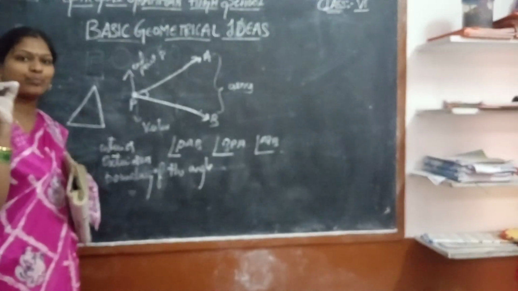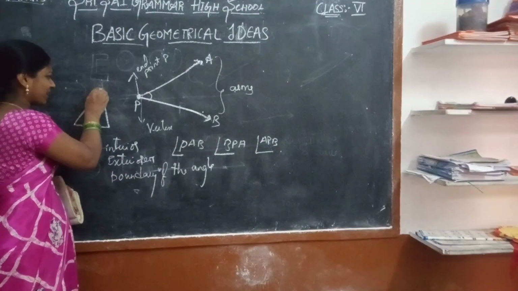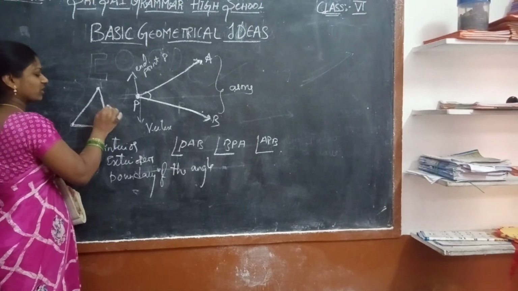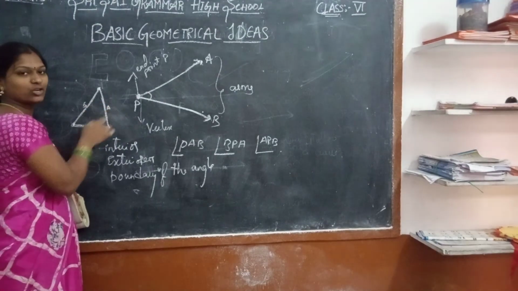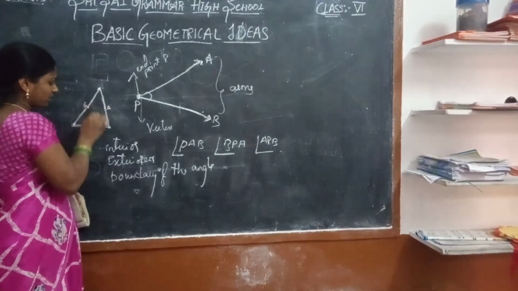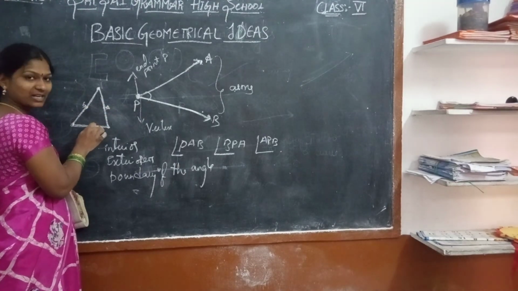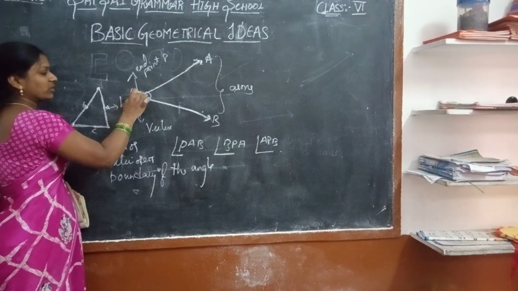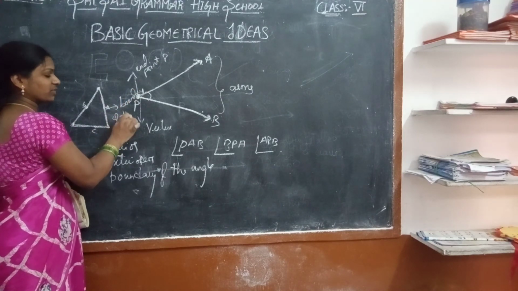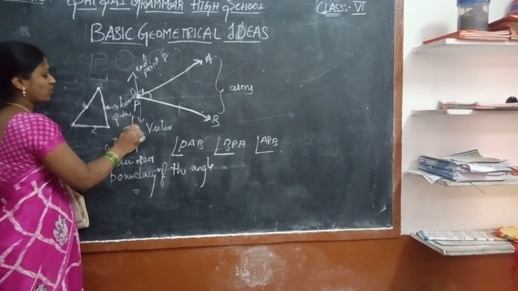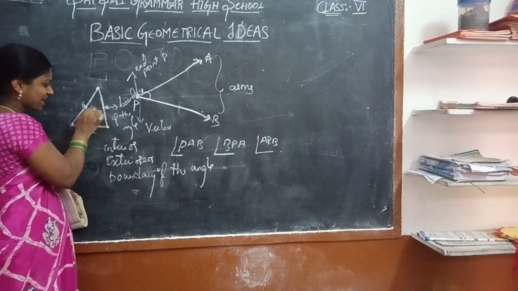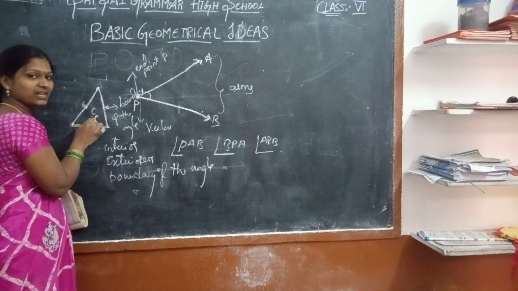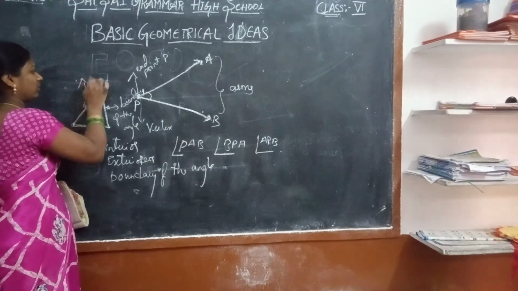The points which lie on the line, where the points are represented on the line, are called the boundary of the angle. Now, the points which lie inside the angle, inside the triangle, are called the interior.